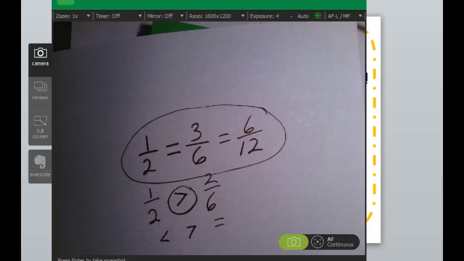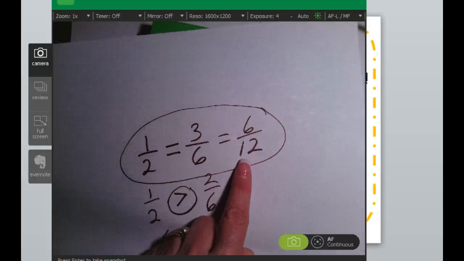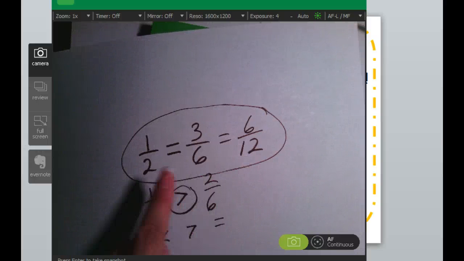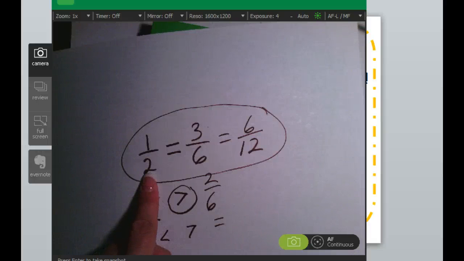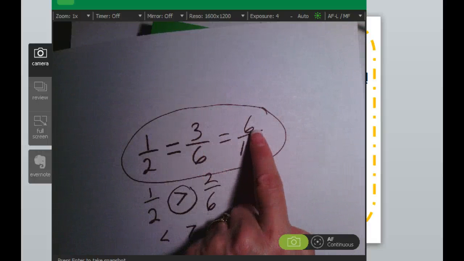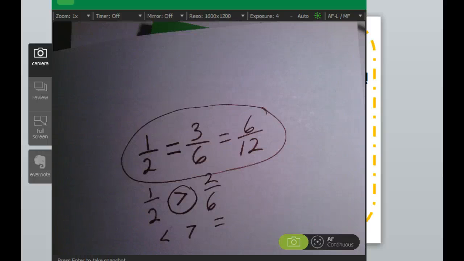They show the same amount, even though the numerators are different and even though the denominators are different. Now this is what I want you to think about, because in 5th grade you start to add and subtract and multiply and divide fractions. If all of these equal the same amount, wouldn't you rather multiply and divide by 1 and 2 than multiply and divide by 6 and 12? Multiplying and dividing by 12 is not the easiest thing in the world, but multiplying by 1 and 2 is pretty easy.